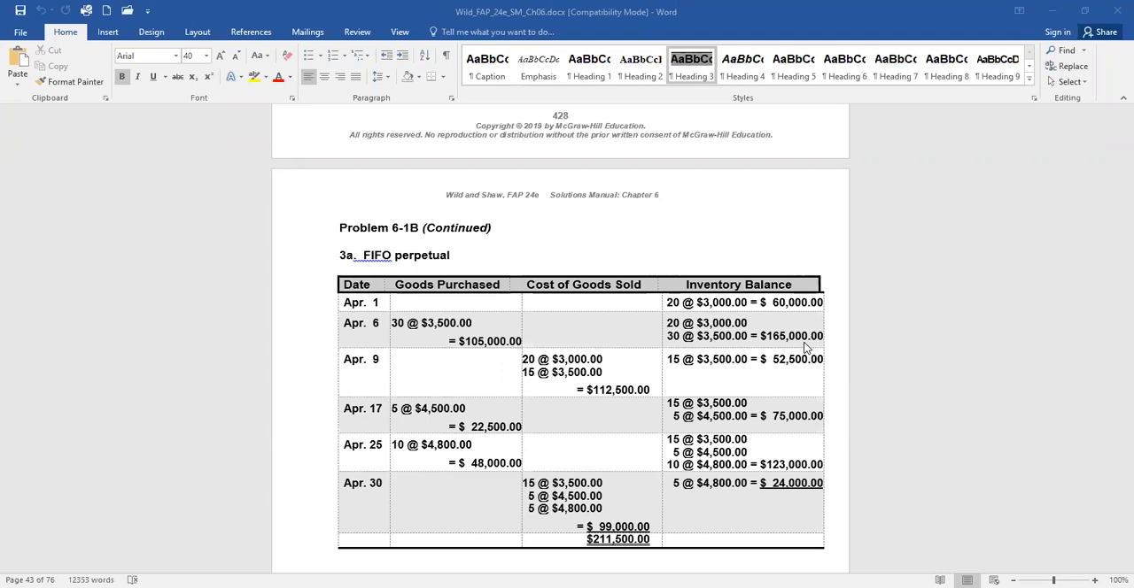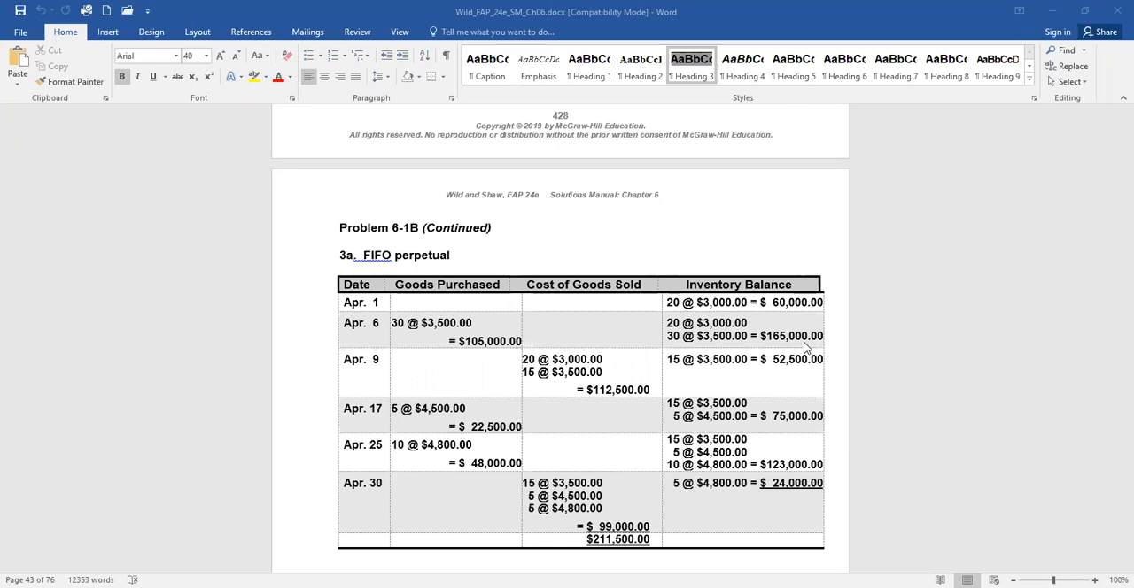That's not what this record does. This record figures out how much to do in that second part of the journal entry. How much do we debit cost of goods sold and credit inventory for? And under first in, first out, since we don't know exactly which ones were sold under this method, we assume the first ones in inventory are sold first.